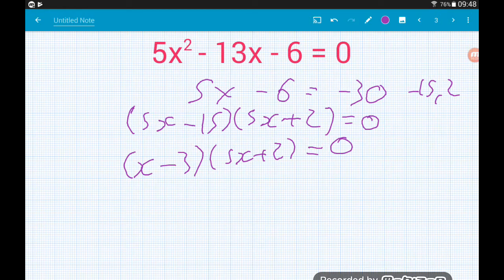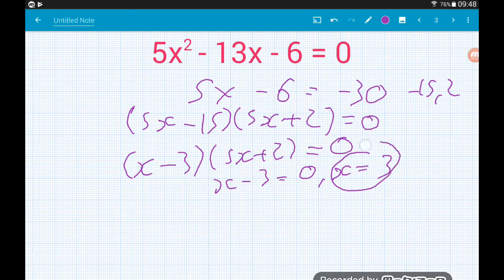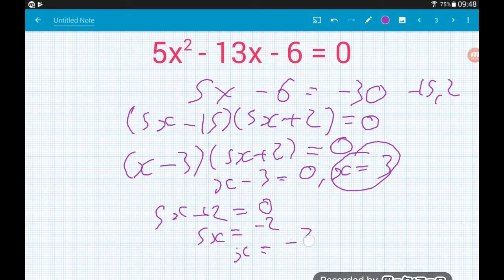Either x minus 3 is equal to 0. If that's the case, then if we add the 3, x is equal to 3. There's one of our solutions. Or the other situation is that 5x plus 2 is equal to 0. Now if we take that 2 away, we get 5x equals minus 2. And then finally if we divide by 5, we get x is equal to minus 2 fifths. So there's our other solution to the quadratic. Job's a good one. Okay, example 3.